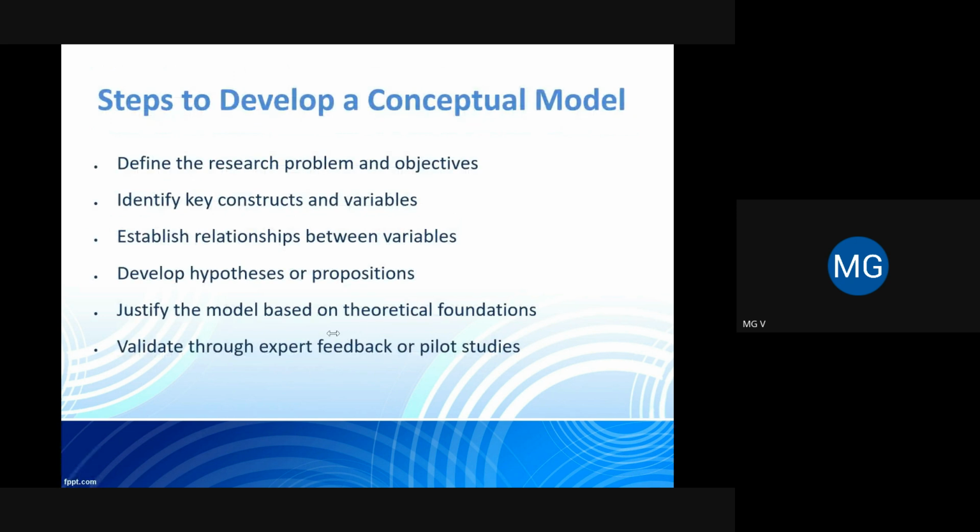Then, steps to develop a conceptual model. Developing a conceptual model begins with defining a clear research problem and objectives. This step ensures the model aligns with the study's purpose. The next step involves identifying key constructs and variables derived from existing literature. Once variables are identified, relationships between them must be established, ensuring logical connections.